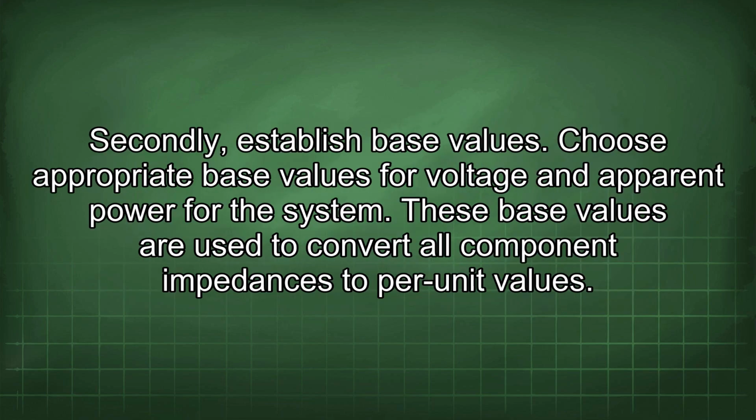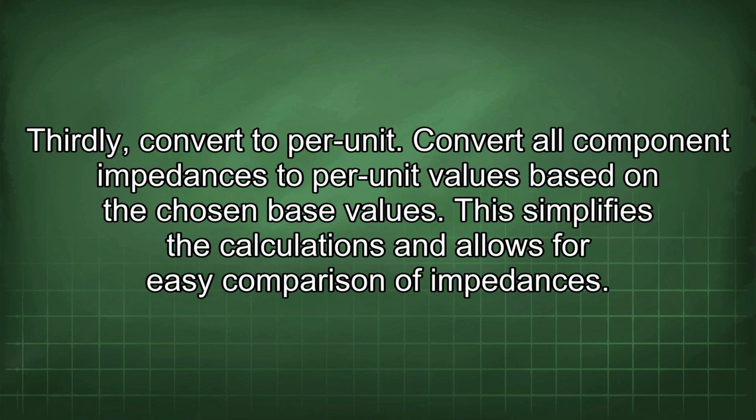Secondly, establish base values. Choose appropriate base values for voltage and apparent power for the system. These base values are used to convert all component impedances to per unit values. Thirdly, convert to per unit. Convert all component impedances to per unit values based on the chosen base values. This simplifies the calculations and allows for easy comparison of impedances.